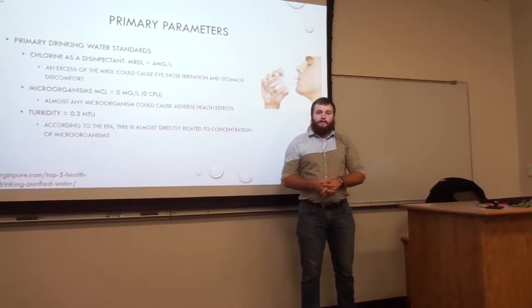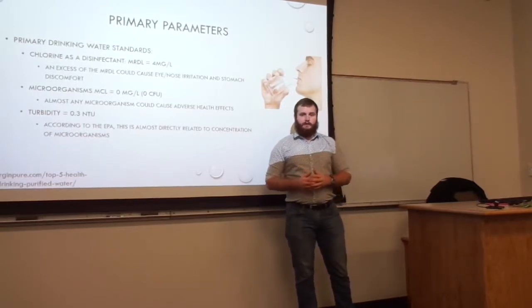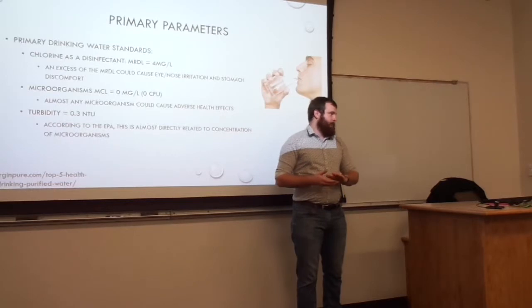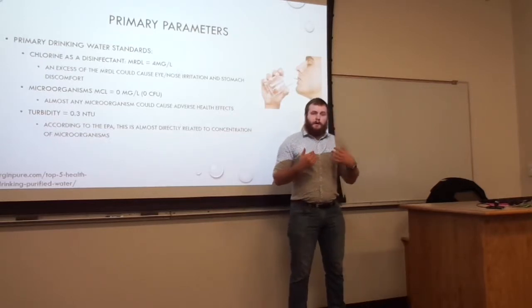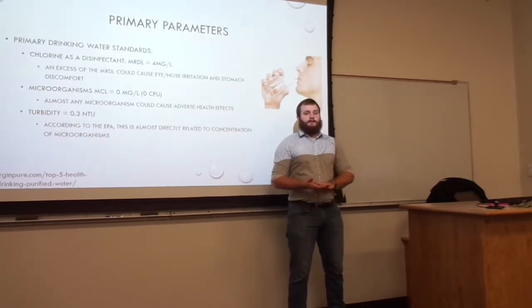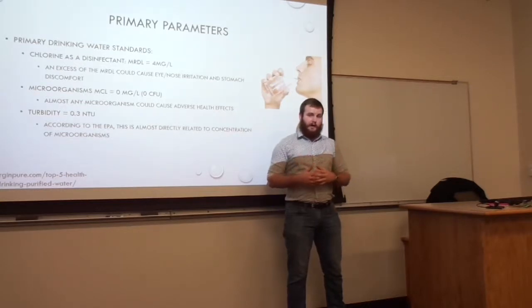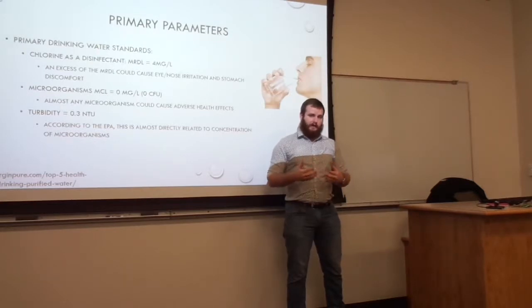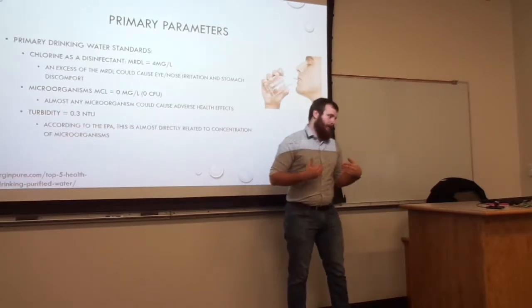Chlorine as a disinfectant had a maximum residual disinfection level of 4 milligrams per liter. Microorganisms had a maximum contaminant level of 0. Turbidity had a 0.3 NTU maximum contaminant level. If there's too much chlorine, it causes eye and nose irritation as well as stomach discomfort. If there are too many microorganisms, it's related to adverse public health. And turbidity is strictly related to microorganisms, or the density of them, so a low turbidity would be great.